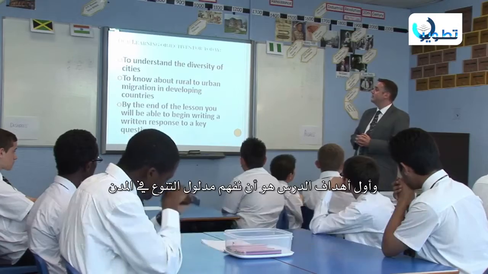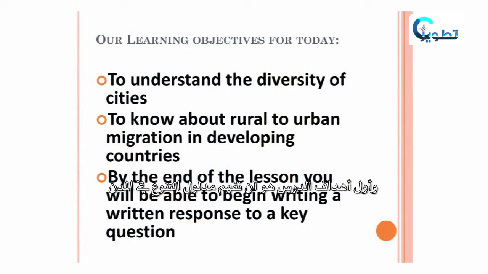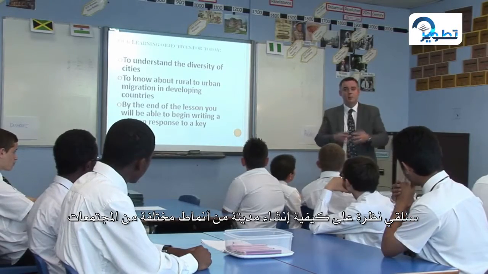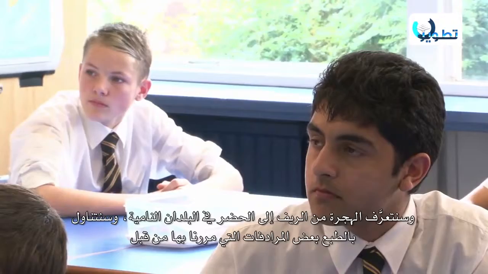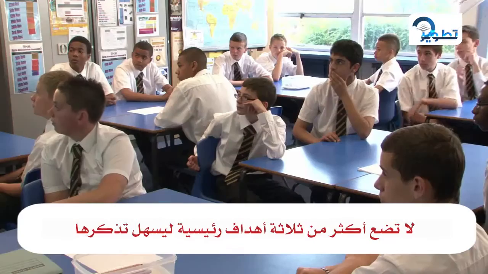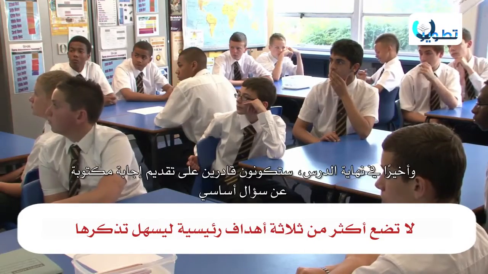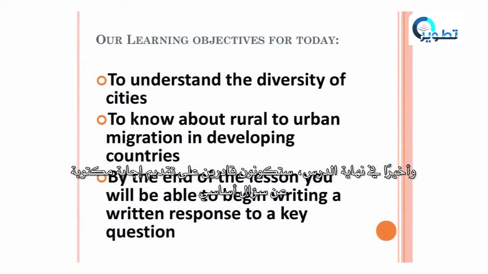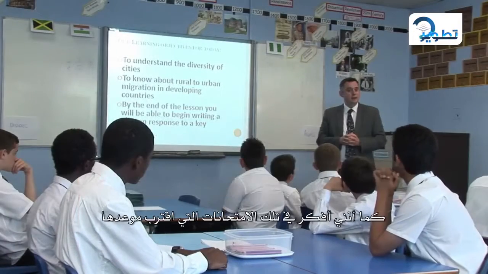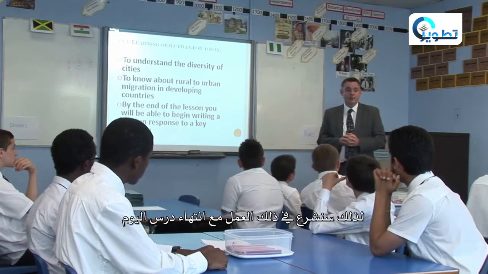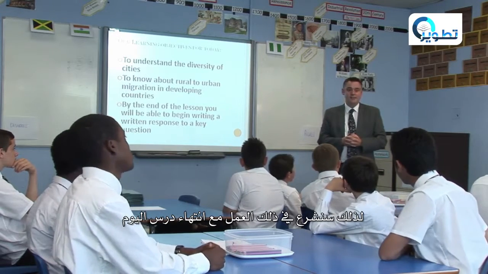The first lesson objective is we're going to understand the diversity of cities. We're going to look at how different sorts of communities can make up one city. We're going to know about rural to urban migration in developing countries, which of course is picking up on some of the work we've done previously. And finally, by the end of the lesson, you'll be able to begin writing a written response to a key question. And I'm thinking there of the examinations which you will be sitting soon. So we're going to start that work at the end of this lesson today.